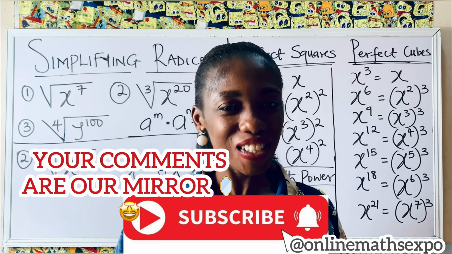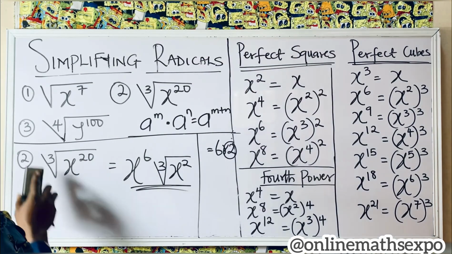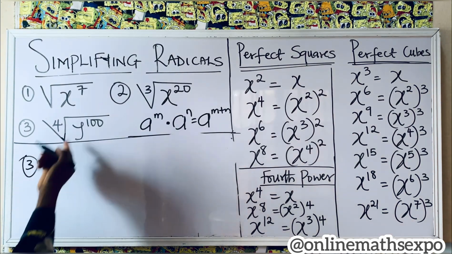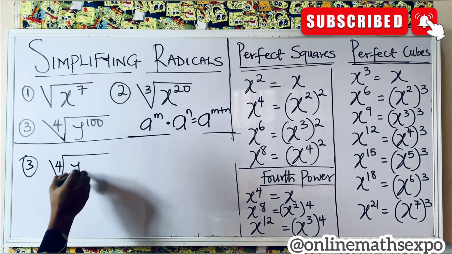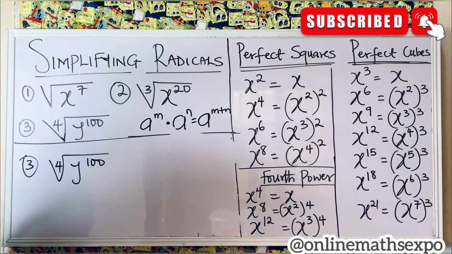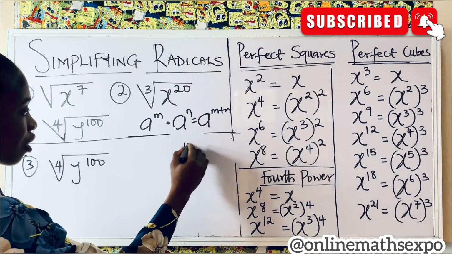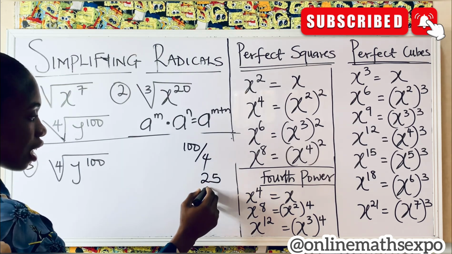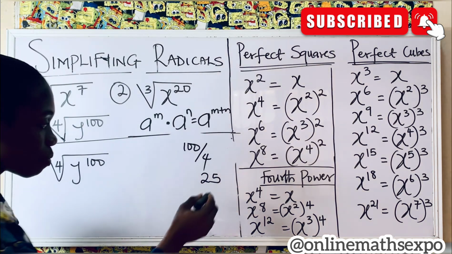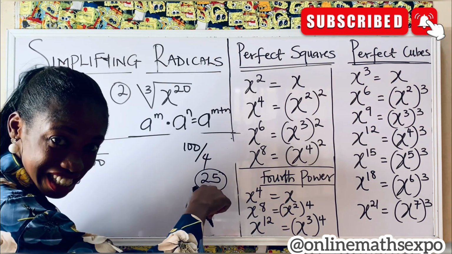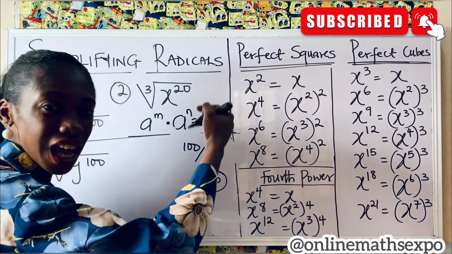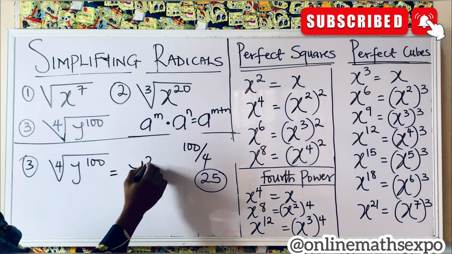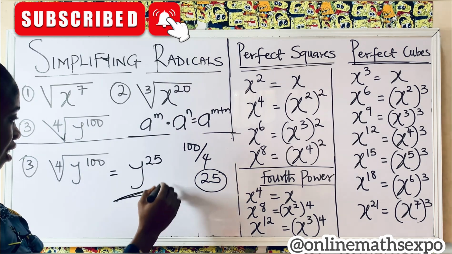If you are ready, let's go into the last question. And in that last question, what do we have? We are going to also use the shortest method to have 4th root of y to the power of 100. So what do you do? If you divide 100 by 4, it will give you 25. There is no remainder. So it means this 25 is the perfect. So if it is the perfect, it should be outside that root. So in this case, we are going to have y to the 25th, and this is our answer.